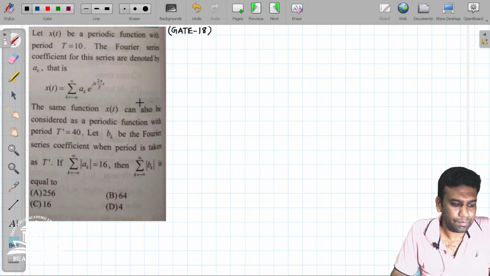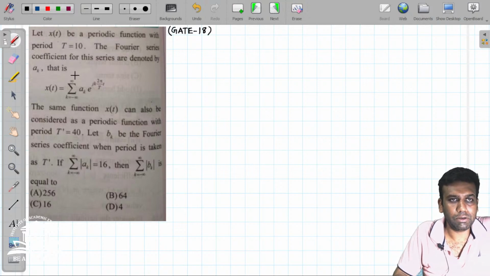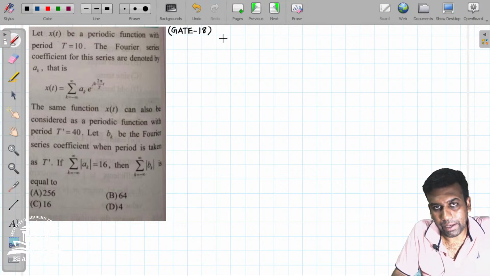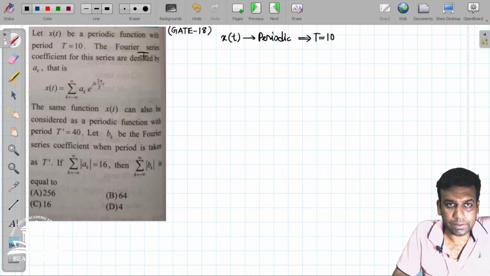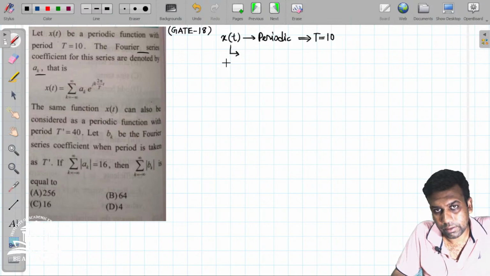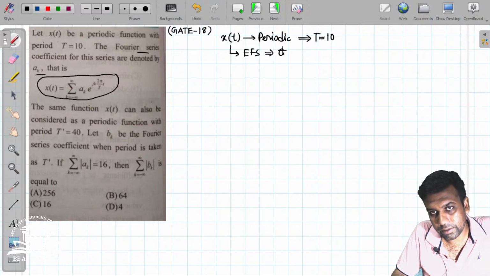So here you can see that it is written: let xt be a periodic function with time period T equal to 10. So they have given that xt is a periodic function and the time period is 10. The Fourier series coefficients of this series are denoted by xk. You can see this is an exponential Fourier series, EFS, and the EFS Fourier series coefficient is given by ak.